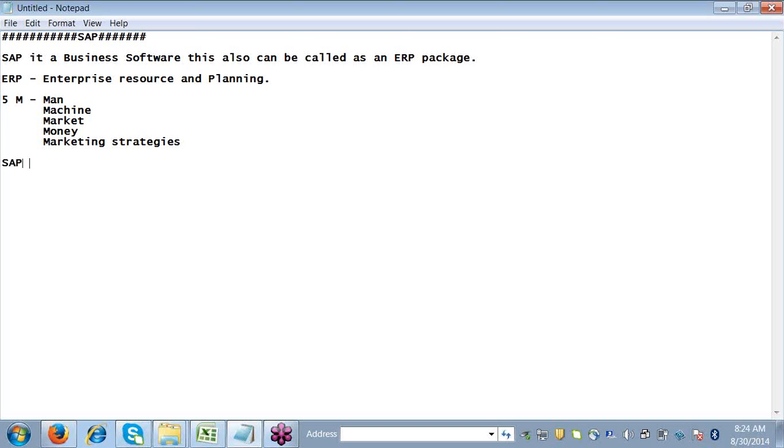SAP stands for Systems, Applications, and Programs. In SAP we have two kinds of systems: one is OLTP, and the second one is OLAP. So what does OLTP mean and what does OLAP mean?